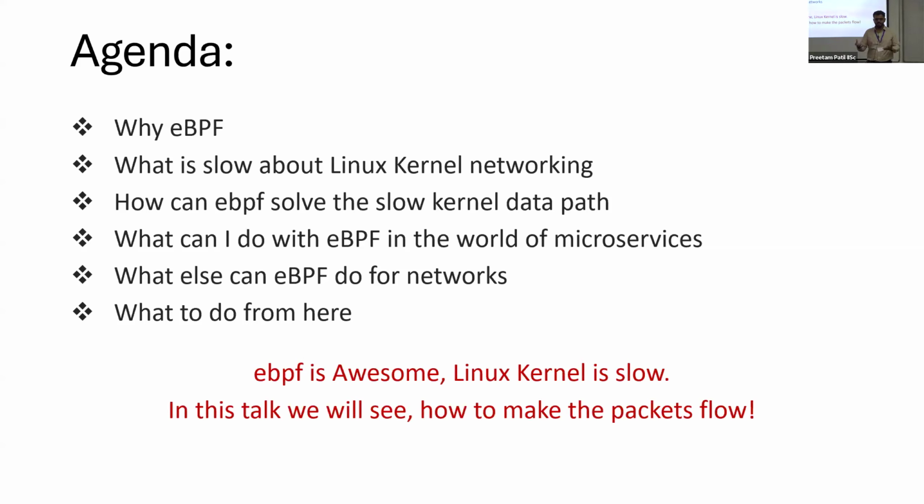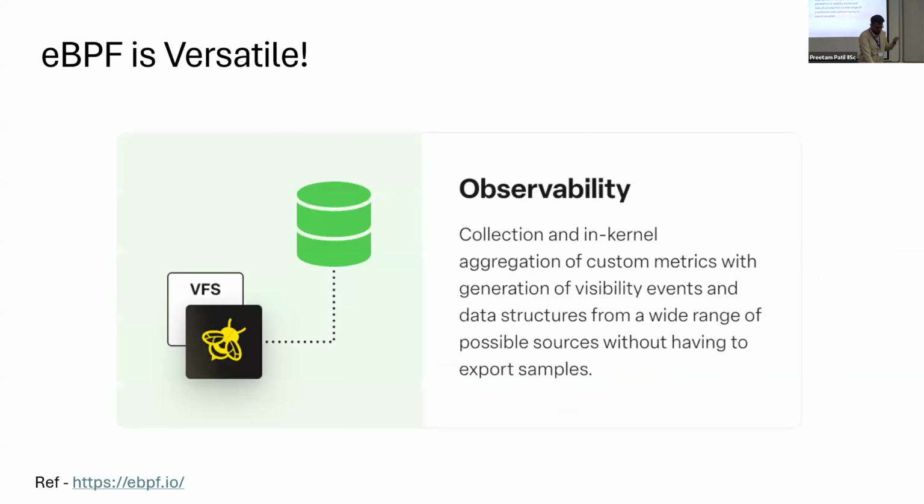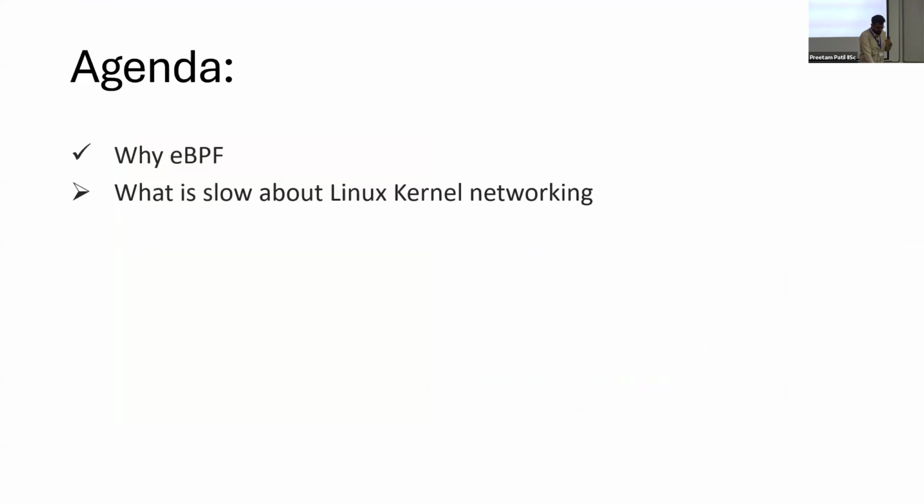Yeah, so basically this is a small anecdote that I want to start the talk with: you know eBPF is awesome, and you know the Linux kernel is slow. In this talk, I want to show you how to make the packets flow. So I'll skip over why eBPF is something that we need, and I'll start this session by saying what is so slow about Linux kernel networking.